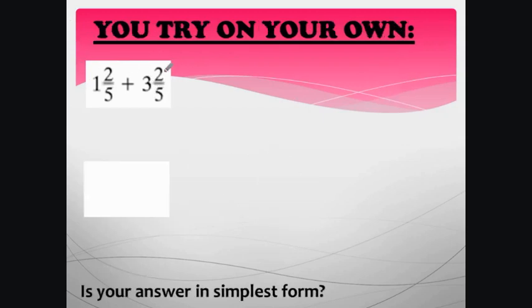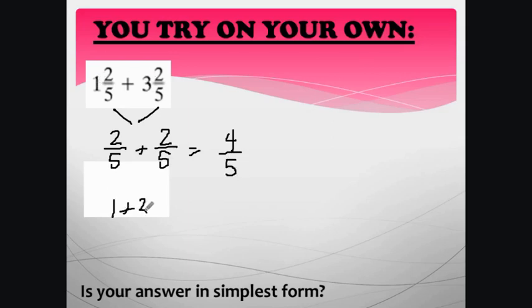So in this problem, we're going to be adding 1 2/5 plus 3 2/5. We are going to add our fractions. So 2/5 plus 2/5 is equal to 4/5. And then we add our whole numbers, 1 plus 3 to equal 4. So I'm just going to combine those two to be 4 and 4/5.